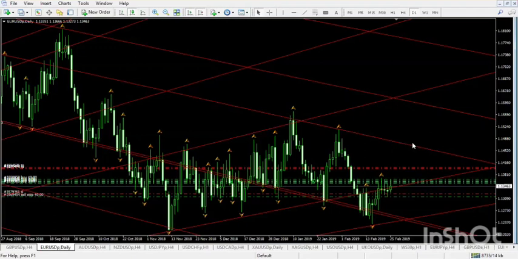So you have a diamond shape here. This diamond shape are your resistances. Is that clear for you? Yes.